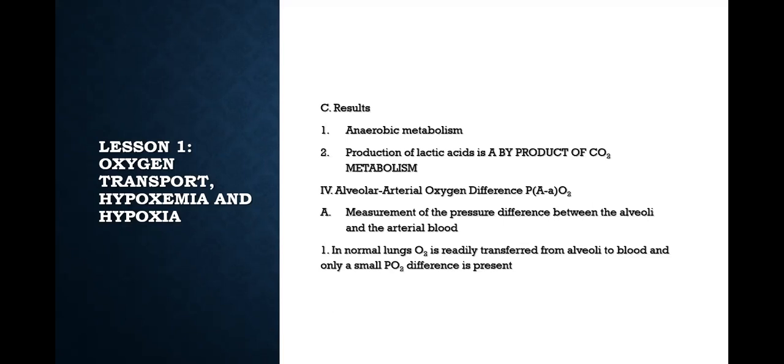All right, now, when we talk about the amount of oxygen in the alveoli compared to the amount of oxygen in the artery, there's a little gap there. Should be small, but there is one. It's called the AA gradient, right? It should not be a lot different. Now, the AA gradient is the measure of pressure difference between the alveoli and the arterial blood. In normal lungs, O2 is readily transferred. If you got healthy lungs, the oxygen should leave the alveoli and go straight into the capillary with just a small amount of difference, right?